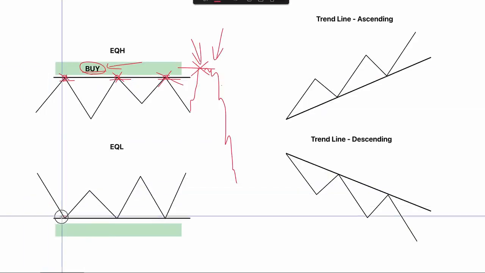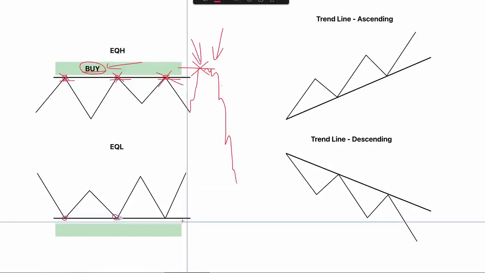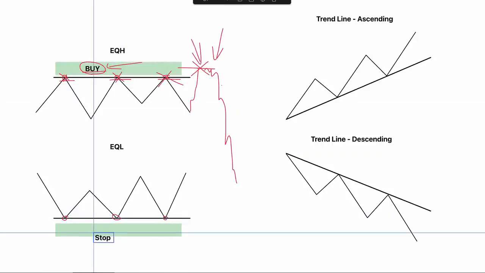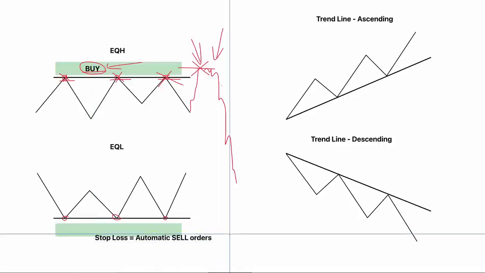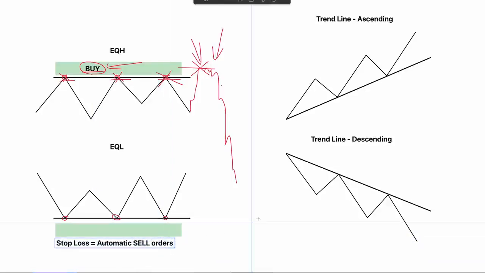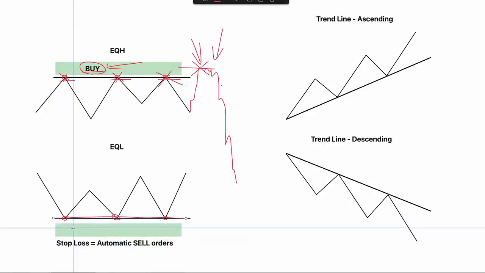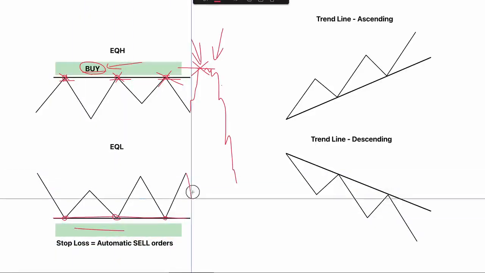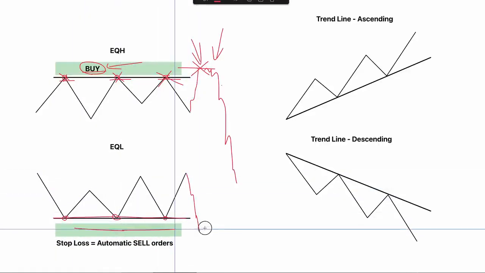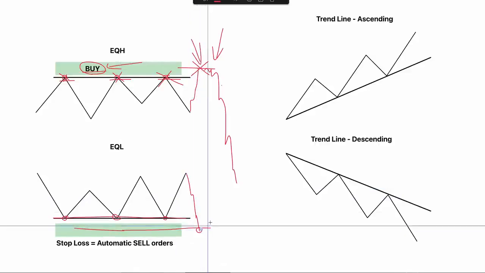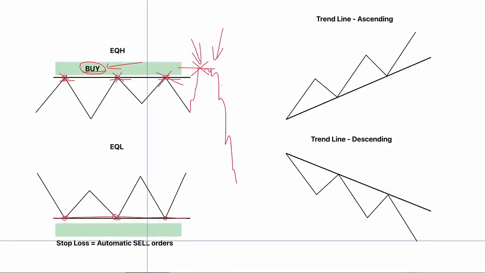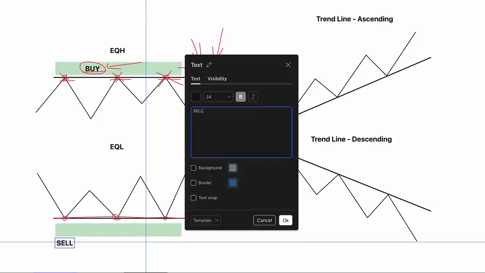Now, equal lows work in exactly the same way. We have buying taking place upon a support floor. We have lots of stop losses underneath. These stop losses are automatic sell orders. Basically, if you've bought contracts on the support floor around here, your stop loss will be set to automatically sell those contracts back for a loss if the market gets down here, so that you don't take a massive loss. So that creates lots of sell liquidity, okay?